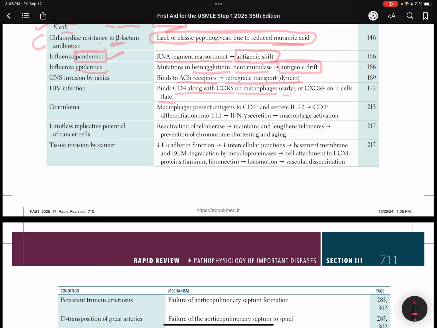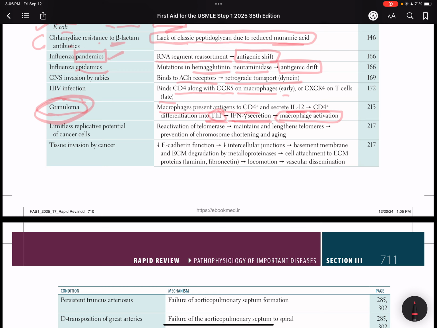Next condition, what causes granuloma? Granuloma is caused by macrophages presenting antigen to CD4 plus cells and secreting interleukin 12, which causes CD4 plus differentiation into Th1, interferon gamma secretion, and macrophage activation.